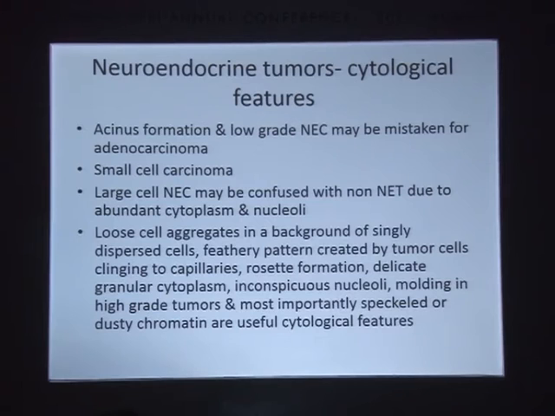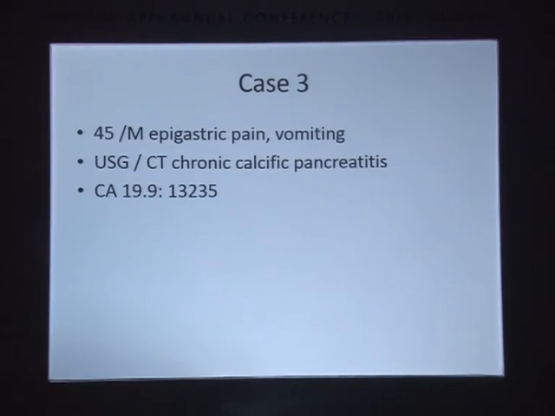These large cell neuroendocrine tumors may be confused with non-NET due to abundant cytoplasm and presence of prominent nucleoli. However, loose cell aggregates in the background of singly dispersed cells, feathery pattern created by tumor cells clinging to capillaries, rosette formation, delicate granular cytoplasm, inconspicuous nucleoli, molding in high-grade tumors, and most importantly, this speckled chromatin or salt and pepper chromatin are useful diagnostic features, cytological features of neuroendocrine tumors.